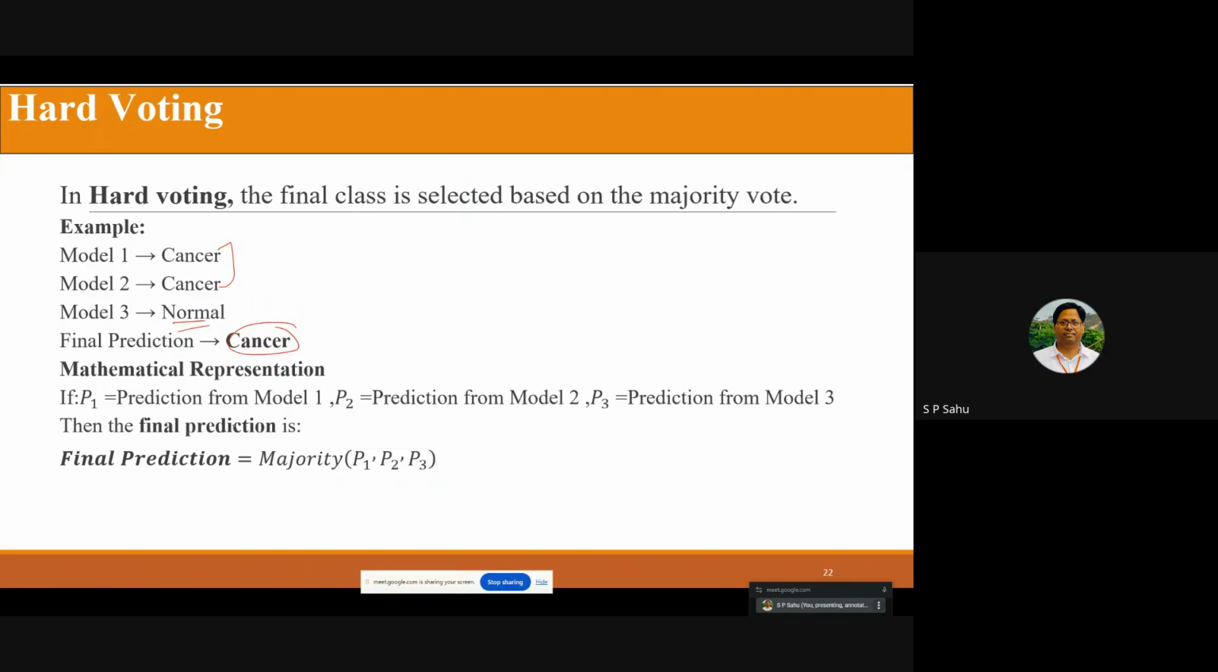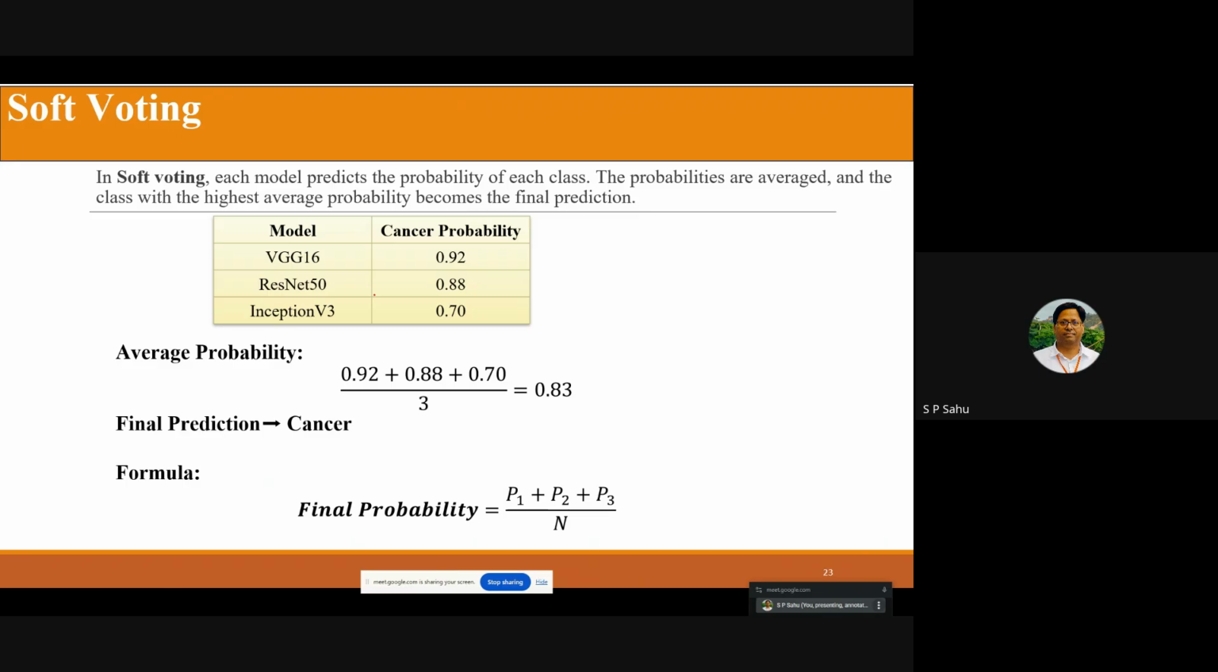For the mathematical representation, it is the majority of P1, P2, P3. P1 is the prediction from model 1, P2 from model 2, and P3 is the prediction from model 3. The final prediction will be majority of P1, P2, P3. So here, let us say that P1 is cancerous, so P1 equals cancer.